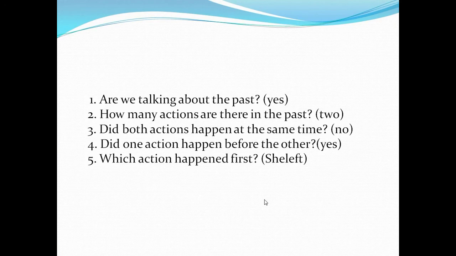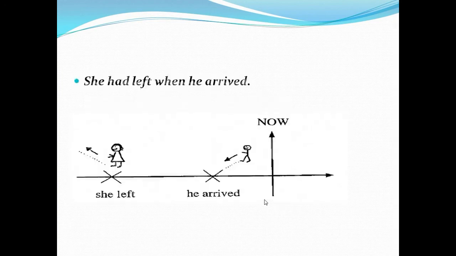Did both actions happen at the same time? No. ماشي بجوجهم وقعوا في نفس الوقت. Did one action happen before the other? واش واحد الاكسيون وقعت قبل من الاخرى؟ Yes. Which action happened first? She left. شنو هي الاكسيون الاولانيه اللي وقعت؟ She left. تنهضروا هنا على ليكزامبل اللي شفناه قبيله اللي هو هذا. اوكي.